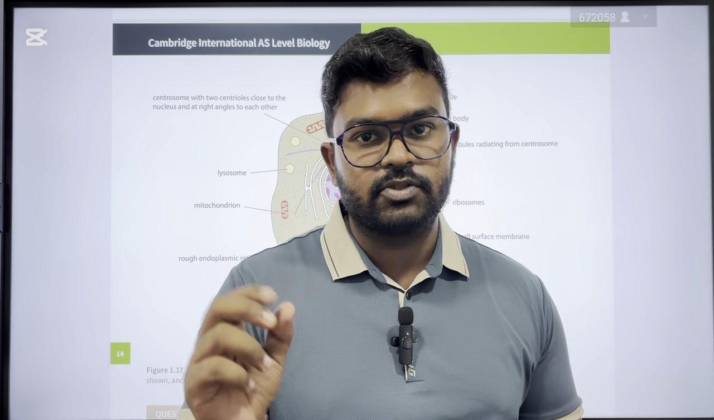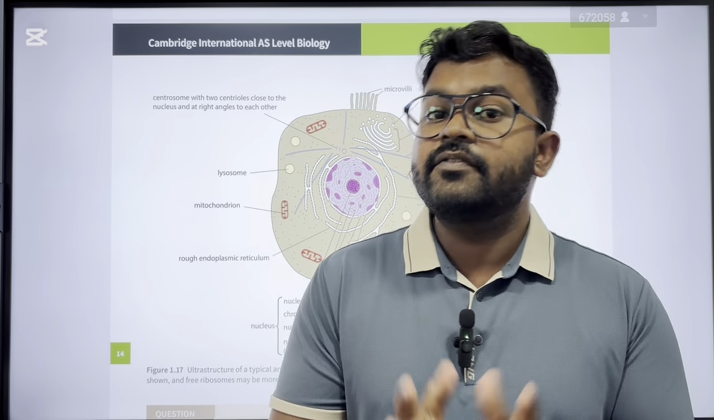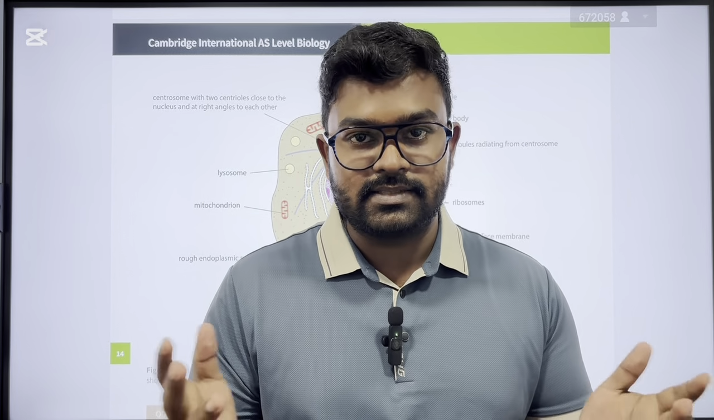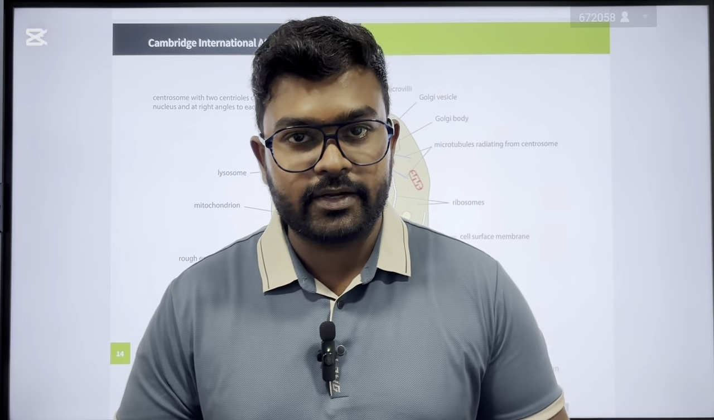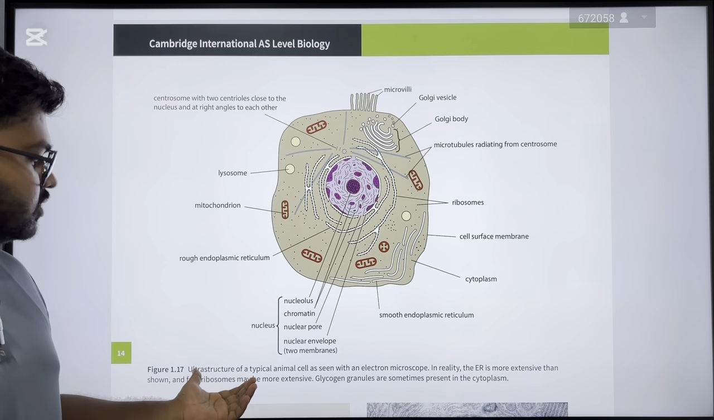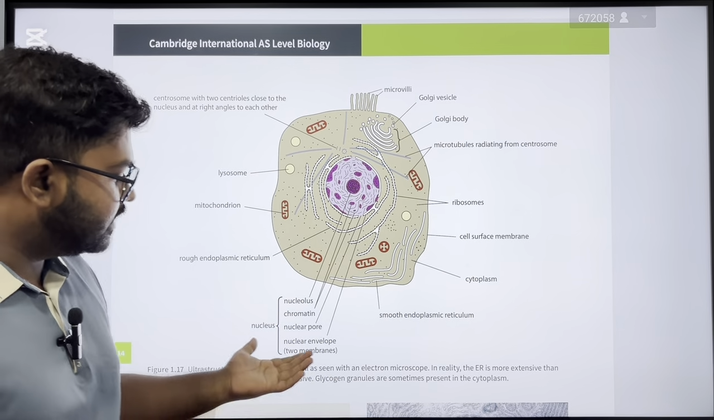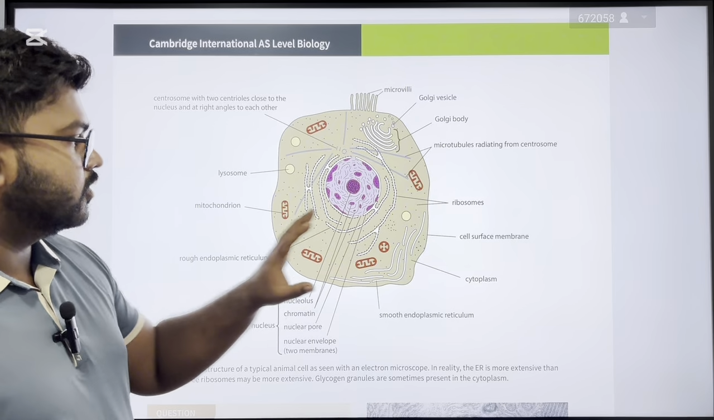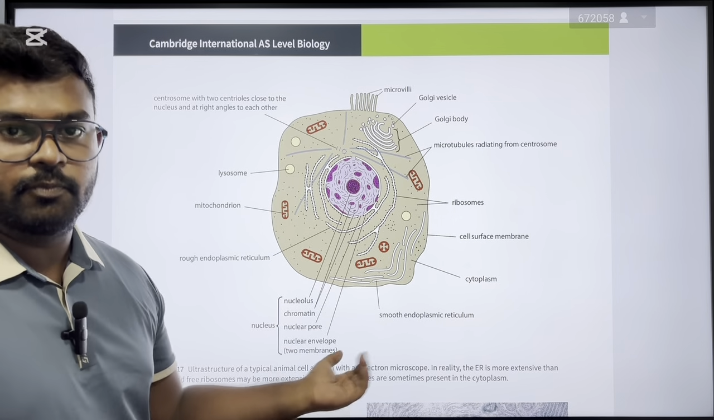As I mentioned before, human bodies and animal bodies are made up of billions of cells, which means cells are very small. Cells are not visible to the naked eye. Because of that, we can use microscopes to visualize these cells. There are mainly two types of microscopes, light microscopes and electron microscopes. This is the ultrastructure of a typical animal cell seen with an electron microscope. This is in your textbook.